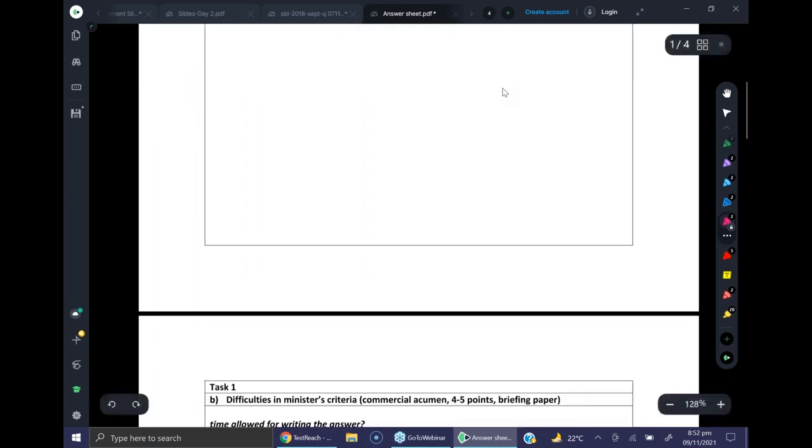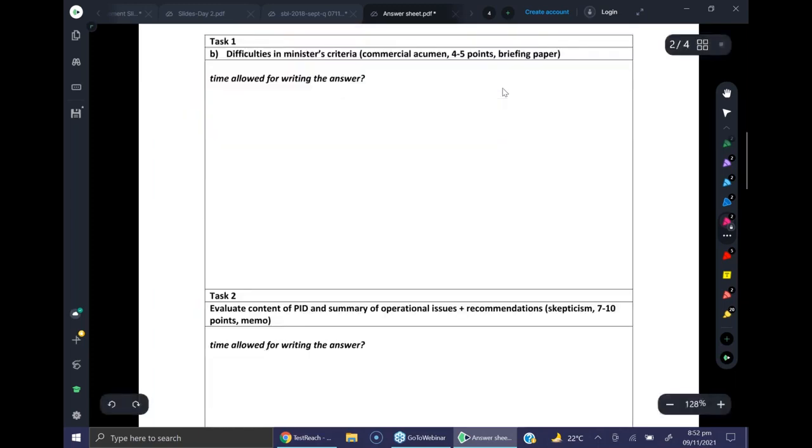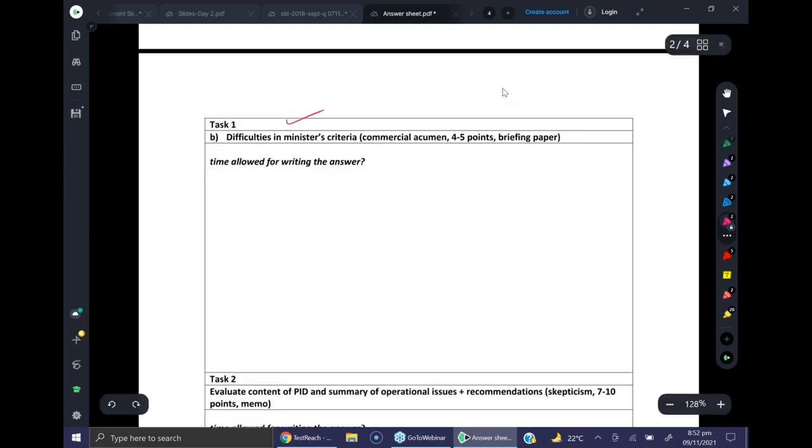Similarly, have a look at part B. In part B, I'll have to discuss the difficulties in the minister's criteria. I still don't know what this criteria in the exhibits is. It will be given. The skill is commercial acumen, 4 to 5 points, and the briefing paper is the same briefing paper which we are using for part A. So time allowed for this will be 8 plus 2, 10 marks total, and 1 mark has 2 minutes, so 20 minutes are allowed. Again, a lot of time. So if you do this right, and if you're vigilant from the very start of the exam, you will be able to manage time as well.